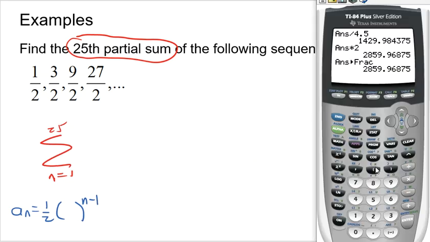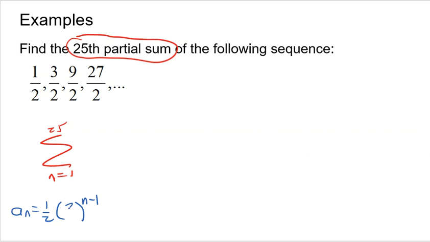Well, divide any two terms. So take 3/2, that's the second term, divided by 1/2, the first term, and boom, you're going to get your common ratio. Now, just to confirm, take the third term, 9/2, divide that by the second term, 3/2, and voila, you get the same common ratio. So that's my common ratio of 3. So there's my formula, 1/2 times 3 to the n minus 1.